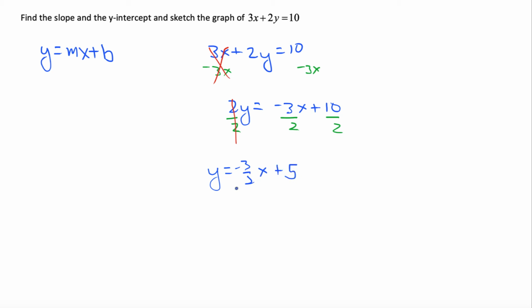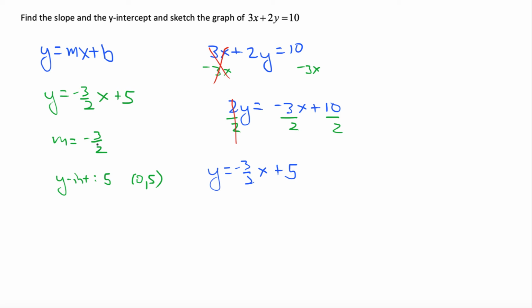Okay. So here, with this linear equation, remember all we've done is just rearrange the terms. But by getting y by itself, what can we conclude here? Well, we can conclude that the slope is the coefficient of x, and the term after that is the y-intercept. So the slope is going to be negative 3 over 2, and the y-intercept, or the b value, is going to be 5. Okay, so as an ordered pair, it's going to be 0, 5.